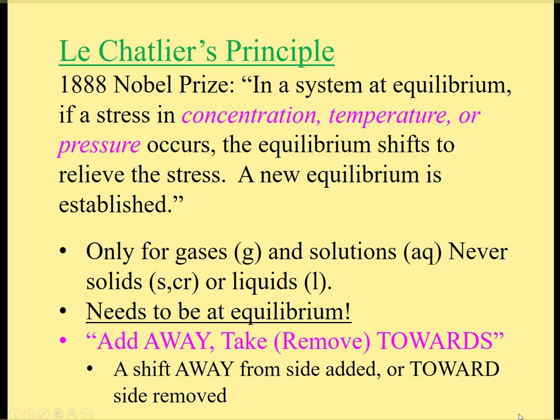And you should remember this saying: add away, take towards. That means if I add something to one side, it will shift towards the other side. If I add a product, it will shift towards reactants. And if I remove a product, that will shift it towards the product side. So take towards, and take means that you remove it. You remove it by binding it up in some sort of chemical reaction. So again, add away, take towards. It's a shift away from the side added or toward the side removed.